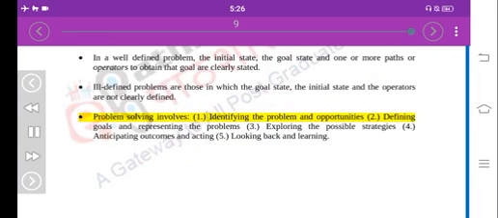1. Identifying the problem and opportunities. 2. Defining goals and representing the problems. 3. Exploring the possible strategies. 4. Anticipating outcomes and acting. 5. Looking back and learning.